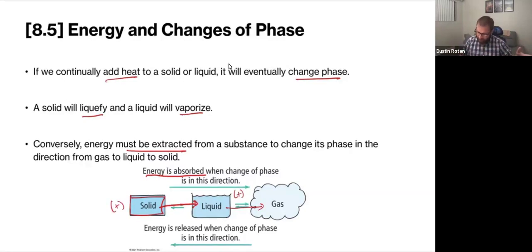Now, if we want to go the opposite direction, if we wanted to go from gas to liquid, the object itself, we don't have to put energy in, we get energy out of it. The gas is going to give off energy to go back to a liquid. And then the liquid is going to give off energy to go back to a solid. So putting in energy goes through this cycle one way, removing energy, reverse it.